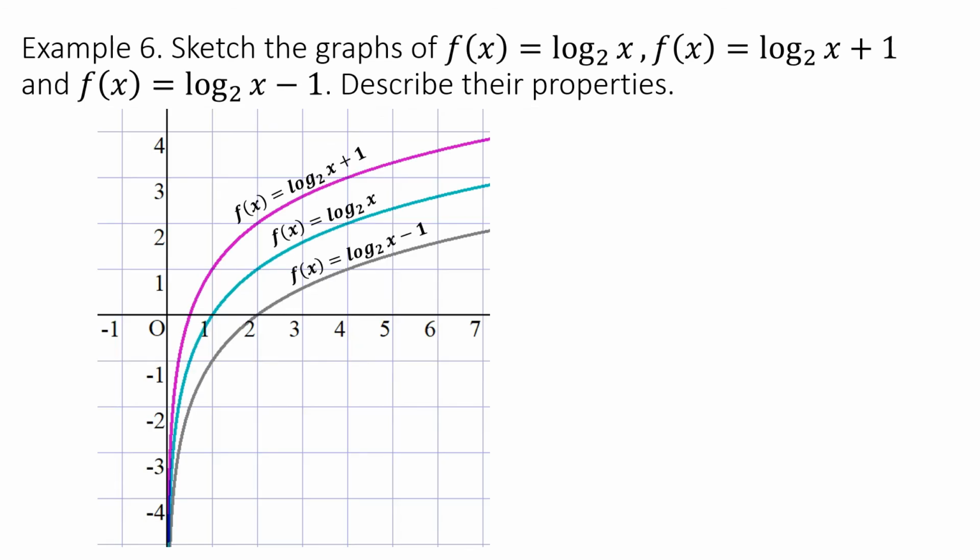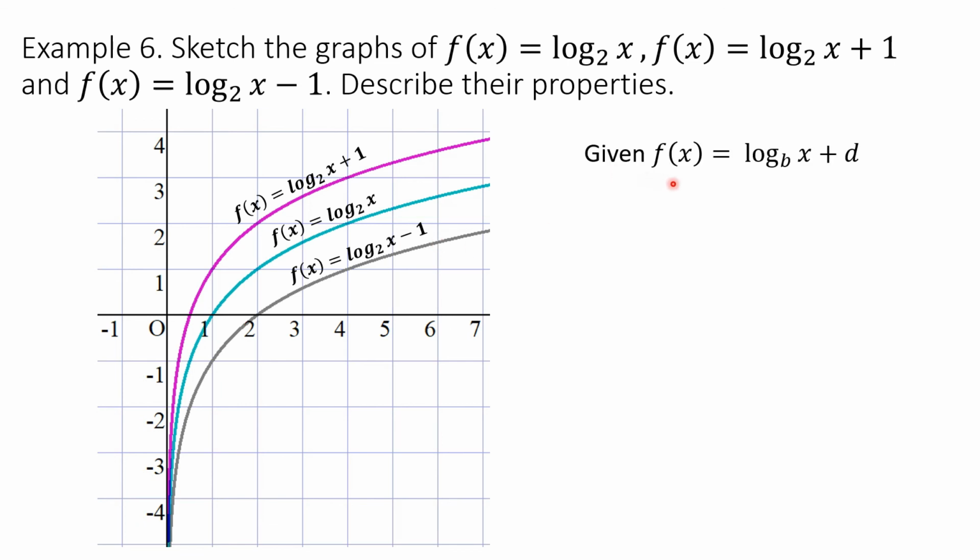So these are the graphs of the three functions in example 6. The blue, again, is for f of x equals logarithm of x to the base 2, that is when d is 0. The purple curve is when d is positive 1. And the gray curve is for the equation where d is negative 1. Let us describe their properties.